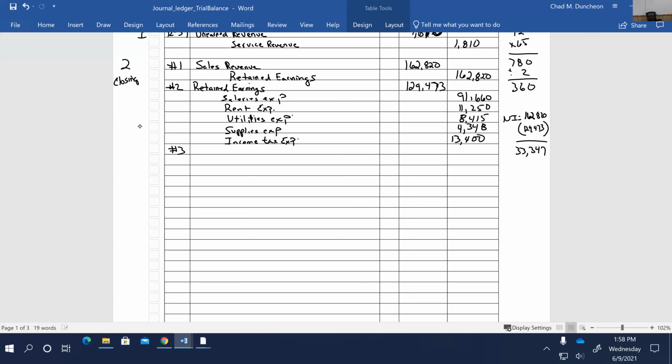Finally, number three, we need to remove our dividends. The dividends are a normal debit balance, so we need to credit them to make them go away, and they also lower the retained earnings. That amount was 8,400.